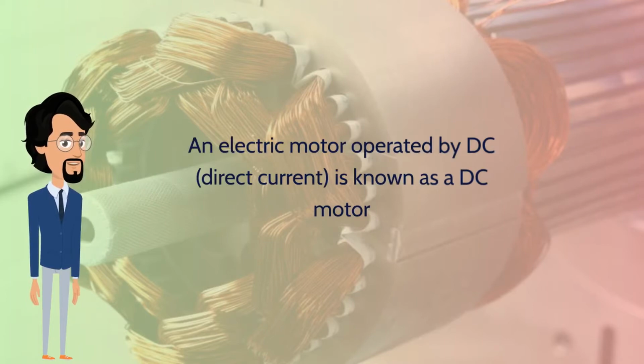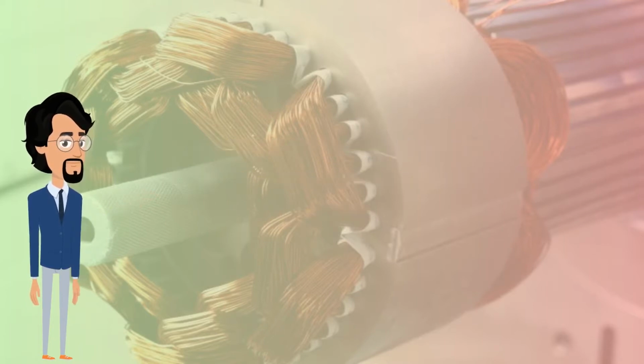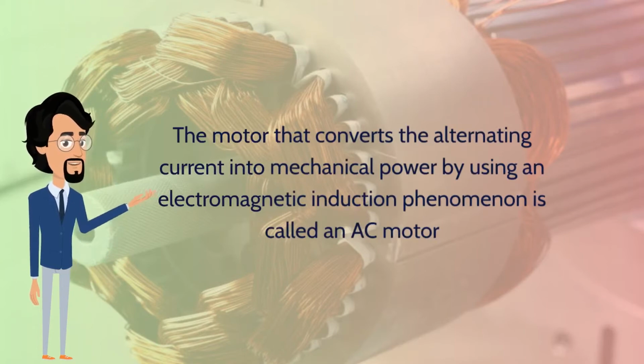An electric motor operated by direct current is known as a DC motor. The motor that converts alternating current into mechanical power by using the electromagnetic induction phenomenon is called an AC motor.